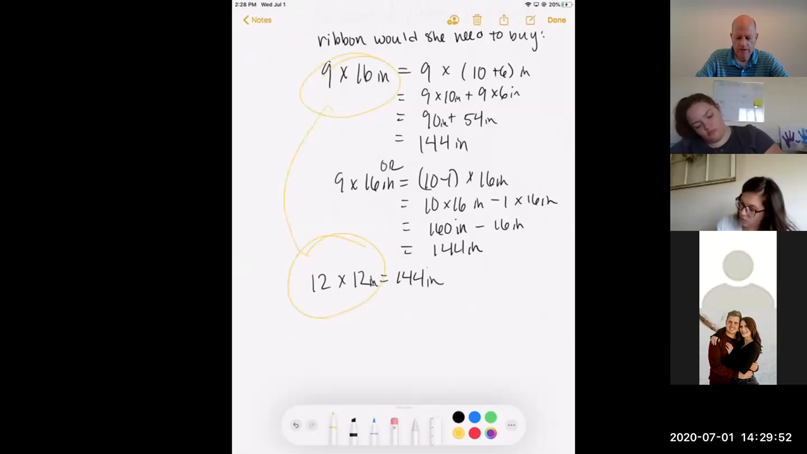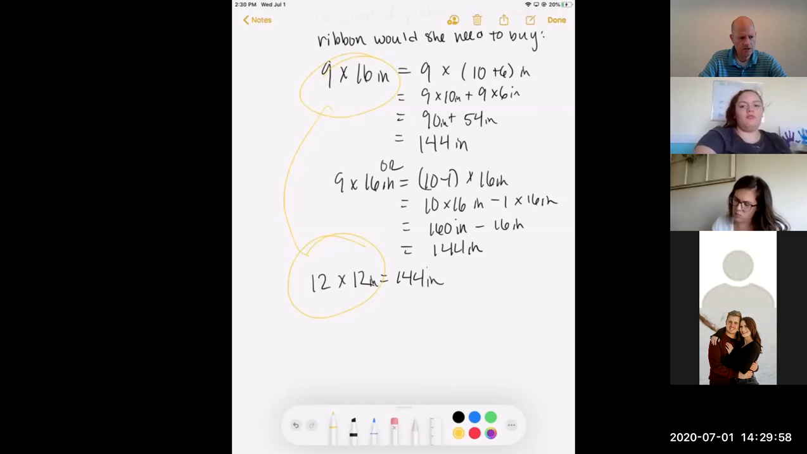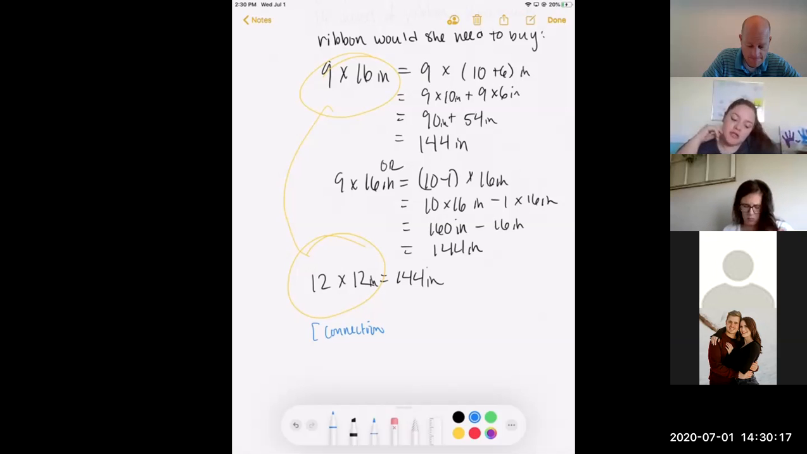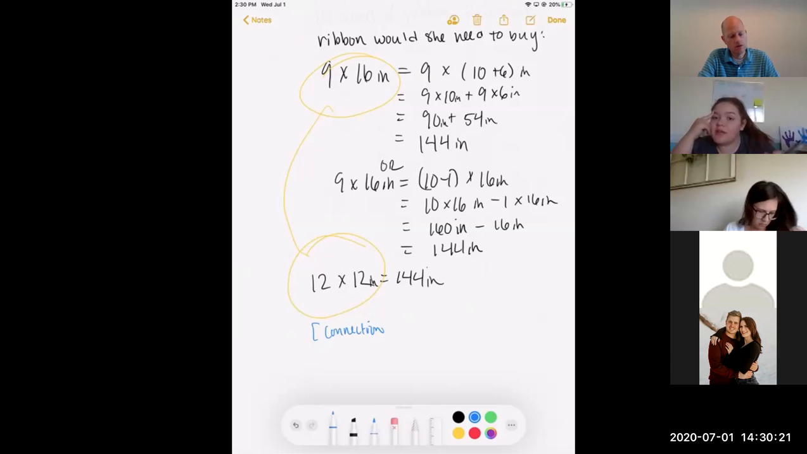They both equal the same answer, so they might, yeah, there's gotta be some connection there. Well, I tried to see if like 9 plus 3 and 16 minus 3 was 12, but it wasn't. Okay. Any other? To see if the numbers were somehow similar if you did the same operation on them. Yeah. It doesn't work.